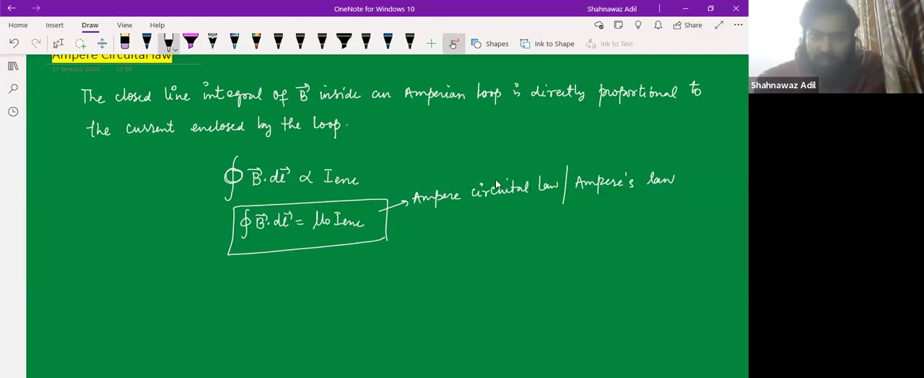Right. So there is one peculiar thing about this. This represents the closed loop. If we have a line, and if we close that line, the shape that it makes is a closed loop. And this B dot dl is the line integral of magnetic field. So this is your Ampere circuital law or Ampere's law.